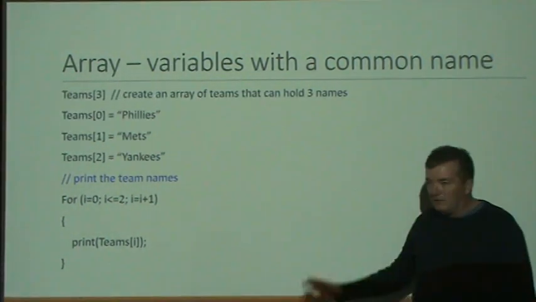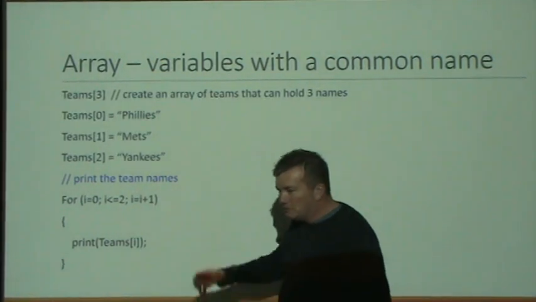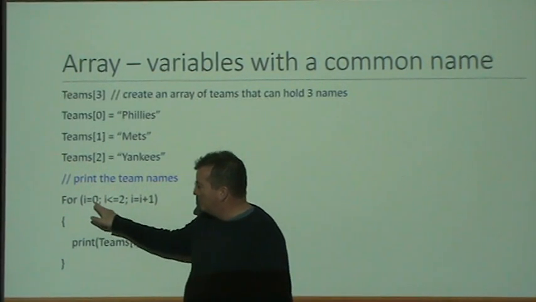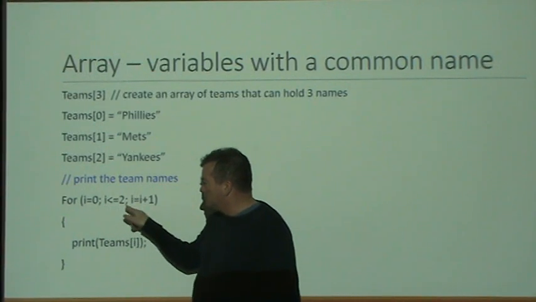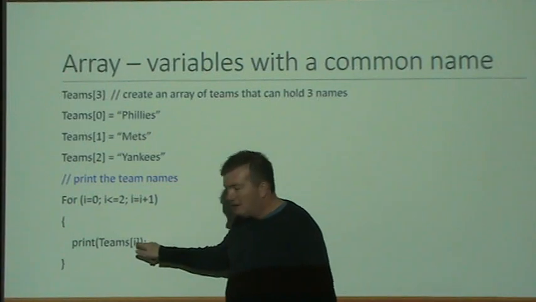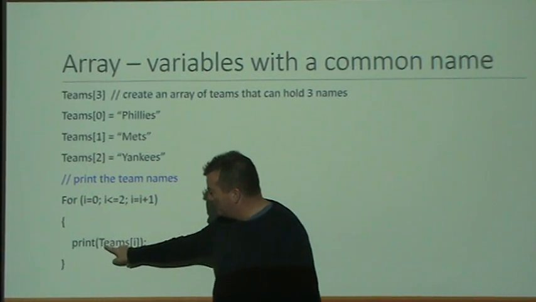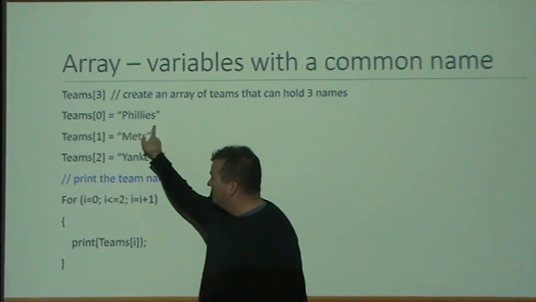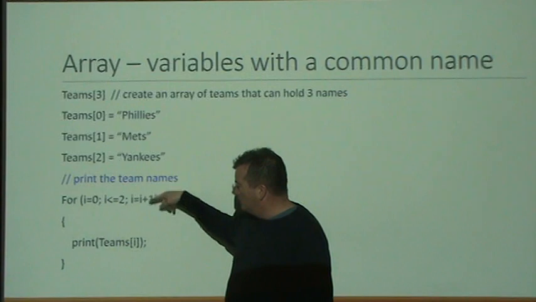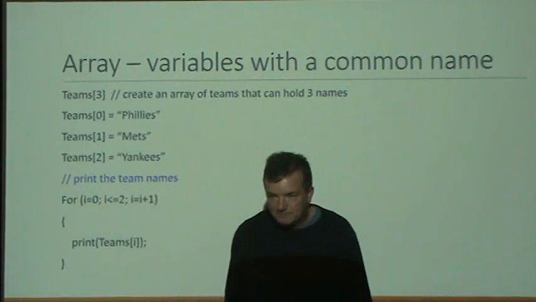And then, if you remember when we talked about loops earlier in the semester, we can now say for I starting at 0, as long as I is less than or equal to 2, iterate through the loop, and then just print out teams I. So this for loop would print out teams 0, which is Phillies. Then it'll print teams 1, which is the Mets. And then it will print teams 2, which is the Yankees.